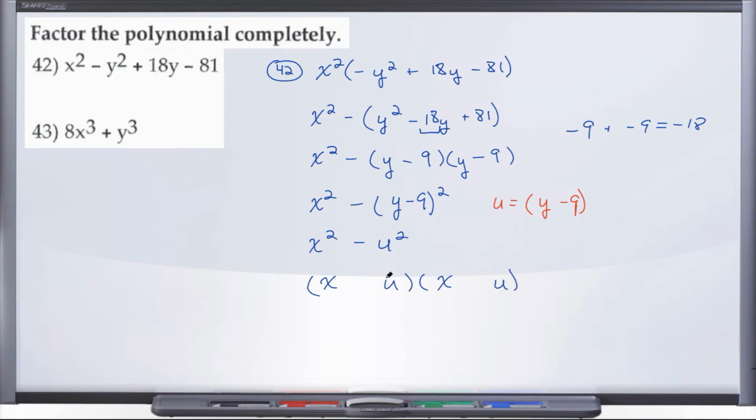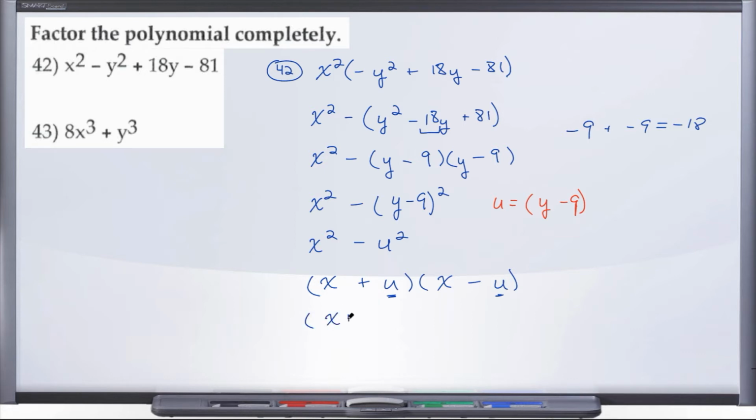And we know with the difference of perfect squares, we do plus and minus. And generally speaking, this is where we would end. This is where we would circle our final answer. But because we're dealing with u substitution, we have to go back and replace what u represents. So let's go ahead and do that.